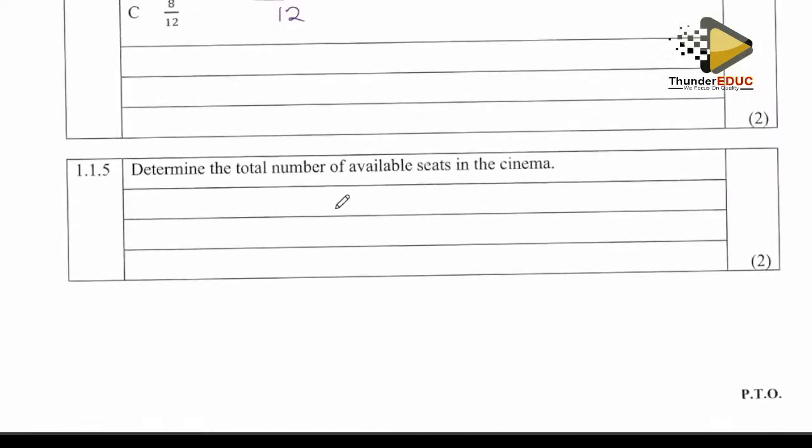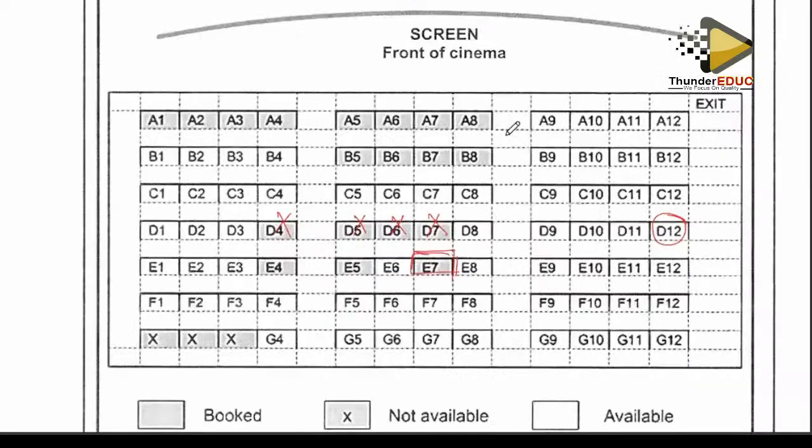1.5. Determine the total number of available seats in the cinema hall. What we are going to do is count all the seats in the cinema hall. From here coming down, this is 1, 2, 3, 4, 5, 6, 7. That means 7 by 12. So all in all, 7 by 12, you end up having 84 seats. But of the 84, these 3 are not occupied, so we say minus 3, remain with 81.